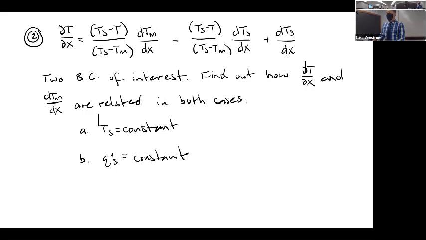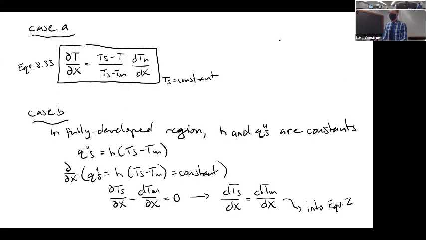Right, so if dTs/dx and dTm/dx are equal, what happens to the first two terms? Chase? They cancel each other out. And so what we're left with is that this partial of T with respect to x has just got to equal however the surface temperature changes, right?